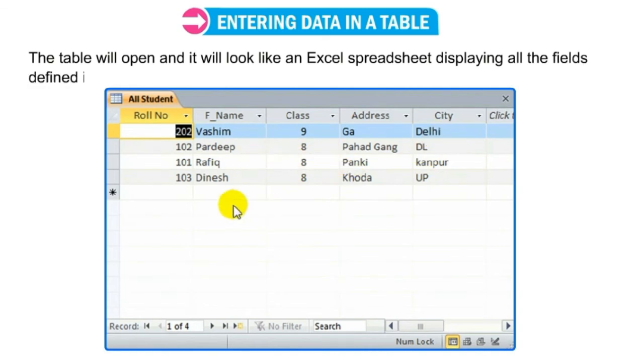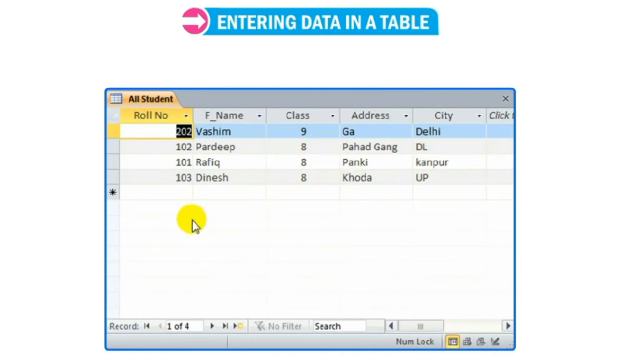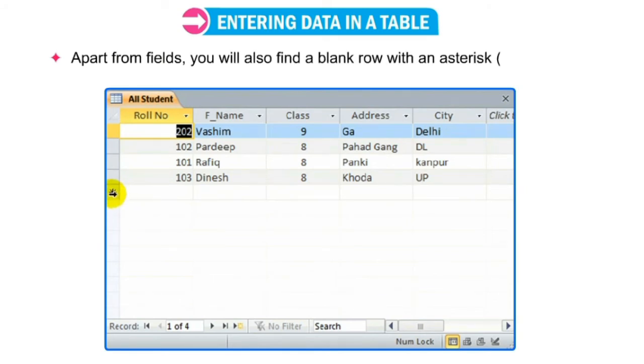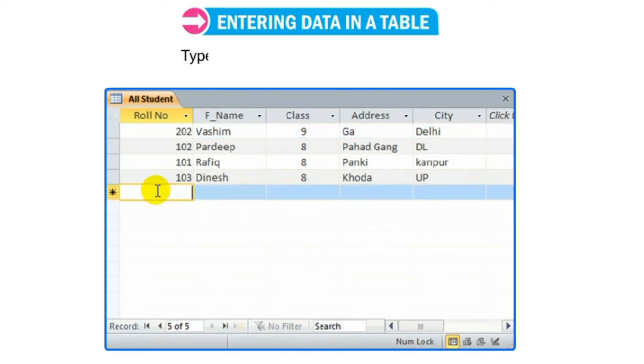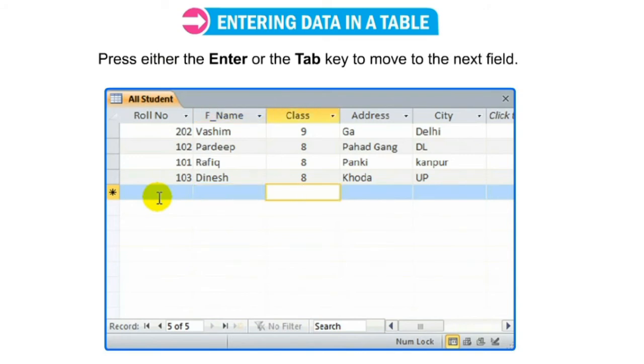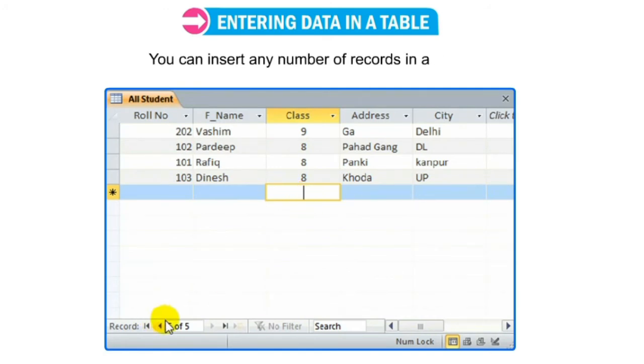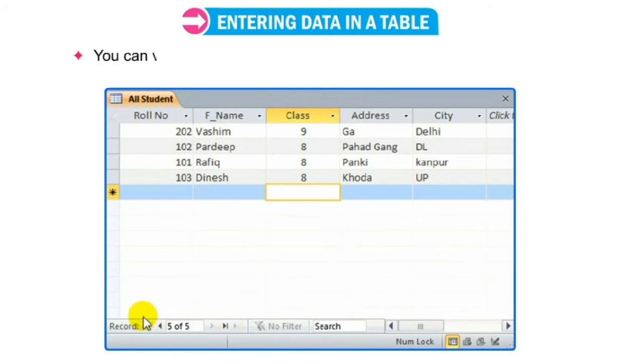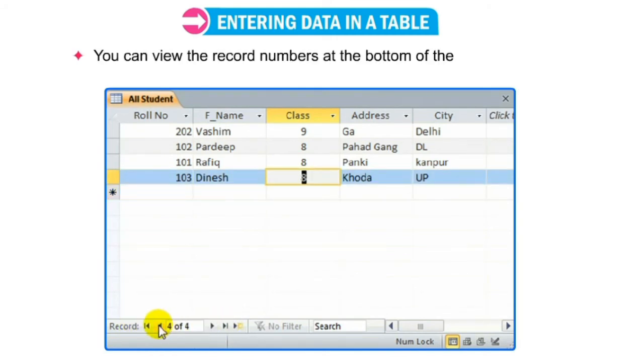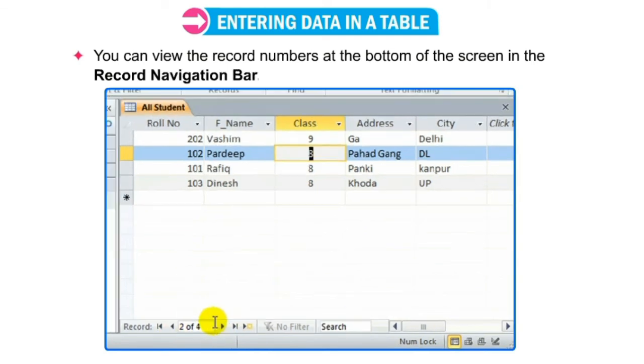It shows all the fields defined in the structure. Apart from the fields, you will also find a blank row with an asterisk symbol. Type the data in the appropriate field. Press either the Enter or the Tab key to move to the next field. When the data is entered in a row, a new blank row will appear automatically. You can insert any number of records in a table. You can view the record numbers at the bottom of the screen in the record navigation bar.